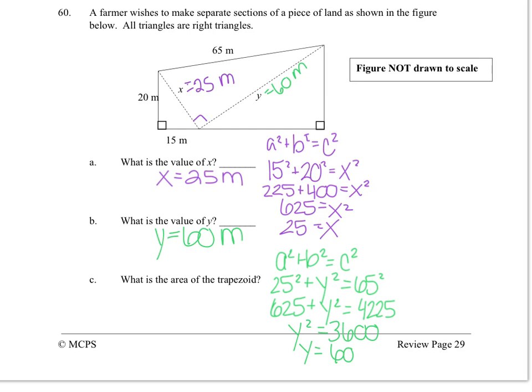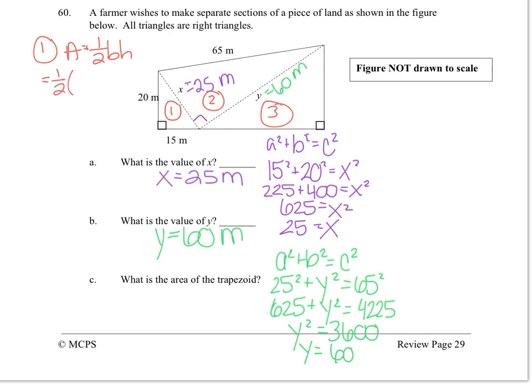The last question asks us, what is the area of the trapezoid? So in order to find this, we need to break this into 3 sections, 3 triangles. We're going to find the area of triangle 1, the area of triangle 2, and the area of triangle 3. Let's start with triangle 1. We can see that the area is 1/2 base times height, because that's how we find the area of a triangle.